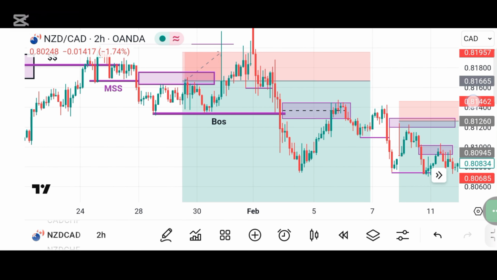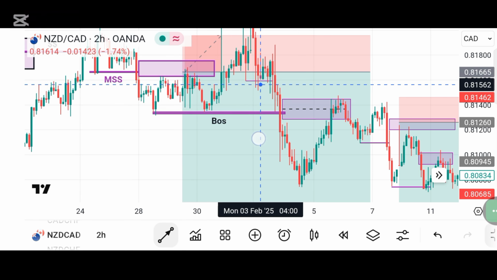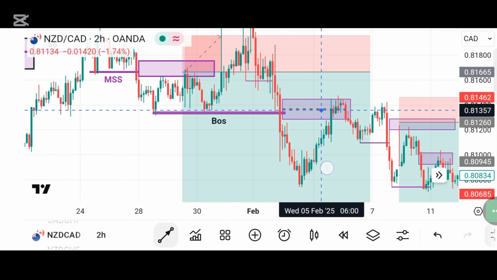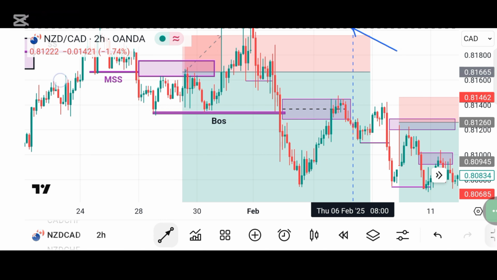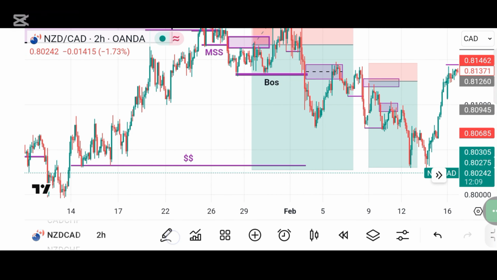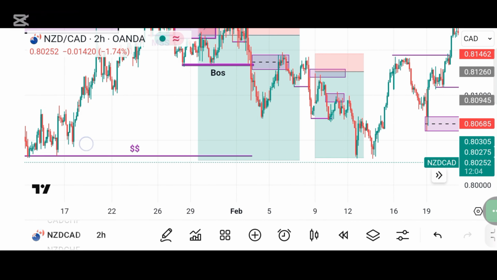Then I saw a second confirmation, which was around here, this low where we had a shift in market structure. That was how I was able to enter this trade from this imbalance. And we can see what happened. Price delivered, let me check. Yes, price delivered down to the next liquidity level, which was this liquidity here.